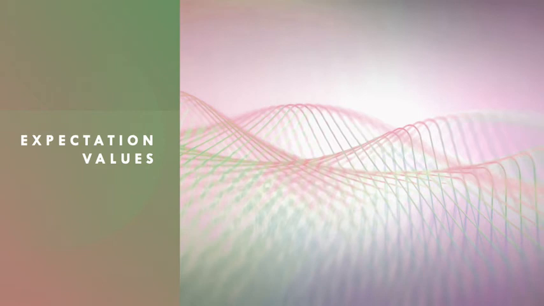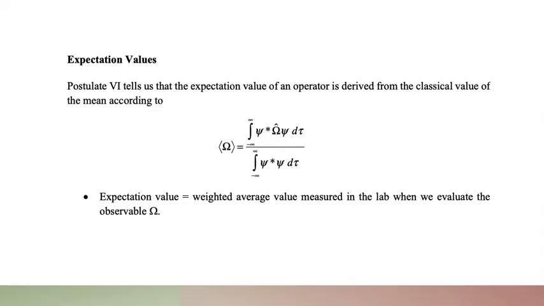Let's discuss expectation values and their relation to eigenvalues. Now in postulate 6, that tells us that the expectation value is derived from the classical value of the mean. We know how to calculate a classical mean for a continuous distribution, right? We just pop the operator omega hat in between the wave function and its complex conjugate, integrate over all space, and divide through by the normalization condition.